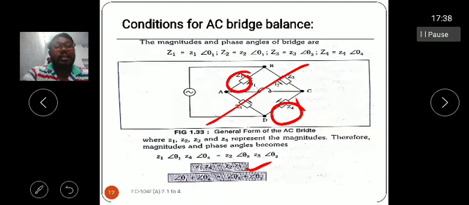If the bridge is balanced, that is Z1 Z4 is equal to Z2 Z3, and theta 1 plus theta 4 is equal to theta 2 plus theta 3. This is the condition for the bridge circuit to go to a balance.